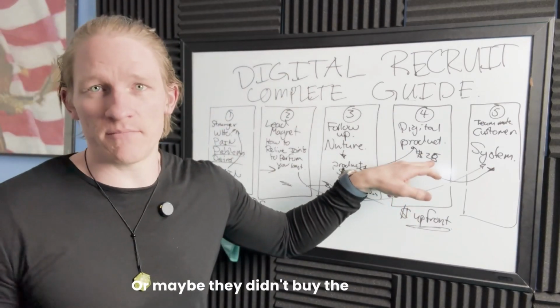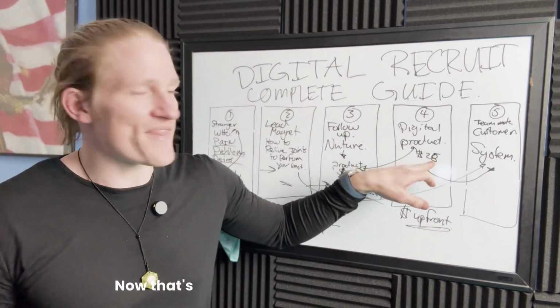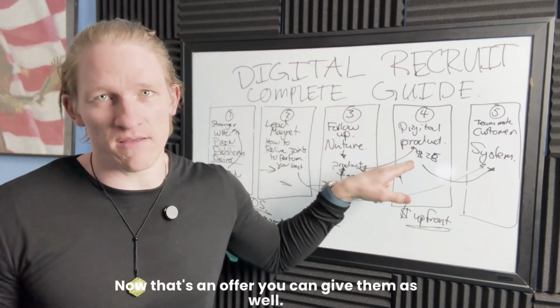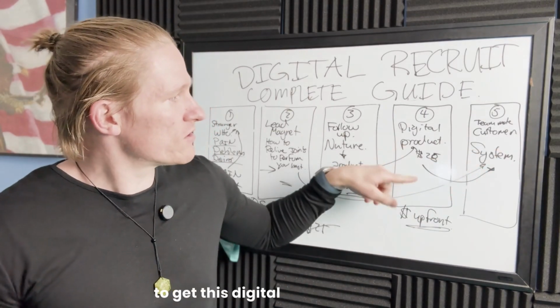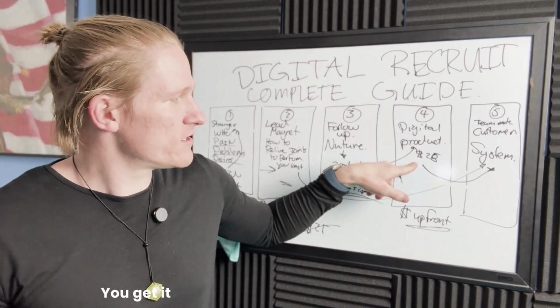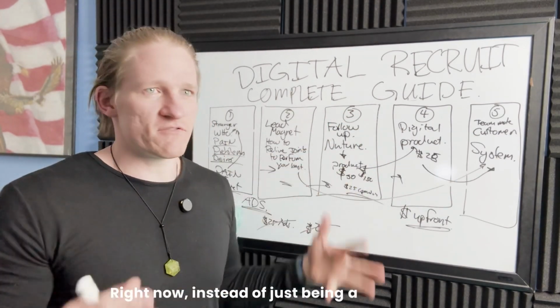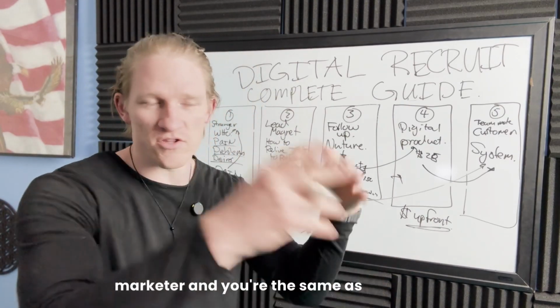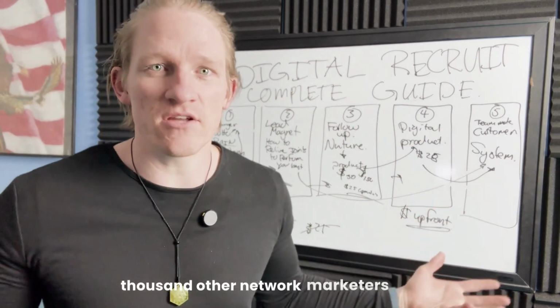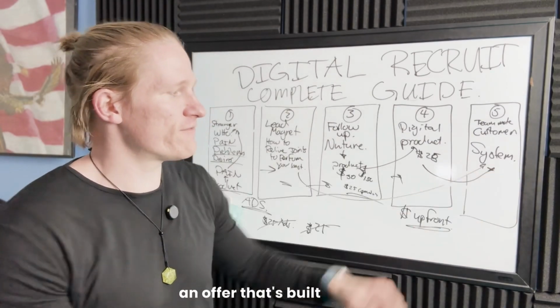Or maybe they didn't buy the digital product. Now that's an offer you can give them as well. When you join my team, you're going to get this digital product. It's $25. You get it for free. Plus, you're going to get all these discounts and other things, right? Now, instead of just being a network marketer and you're the same as 10,000, 20, 100,000 other network marketers out there, you have an offer that's built out.